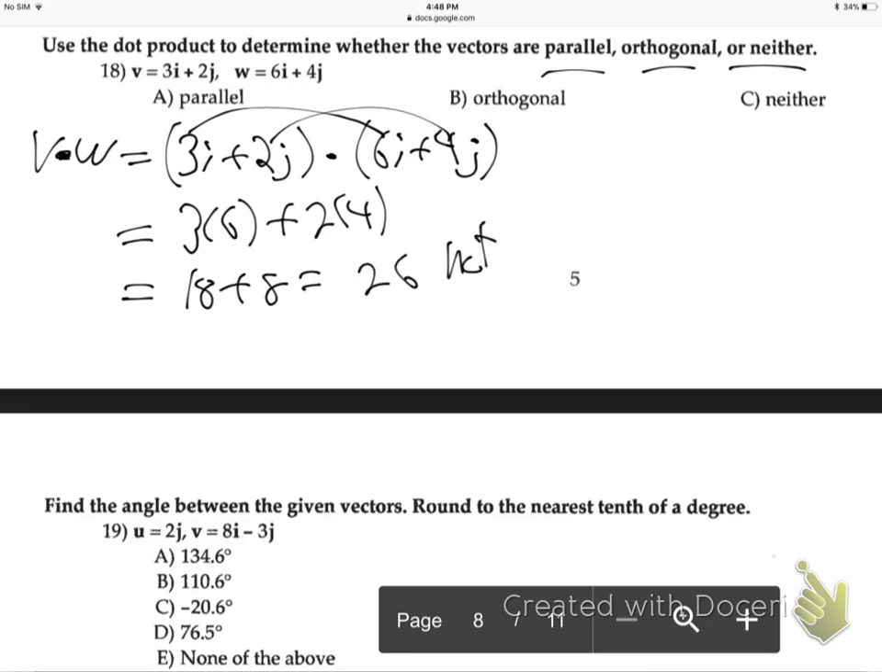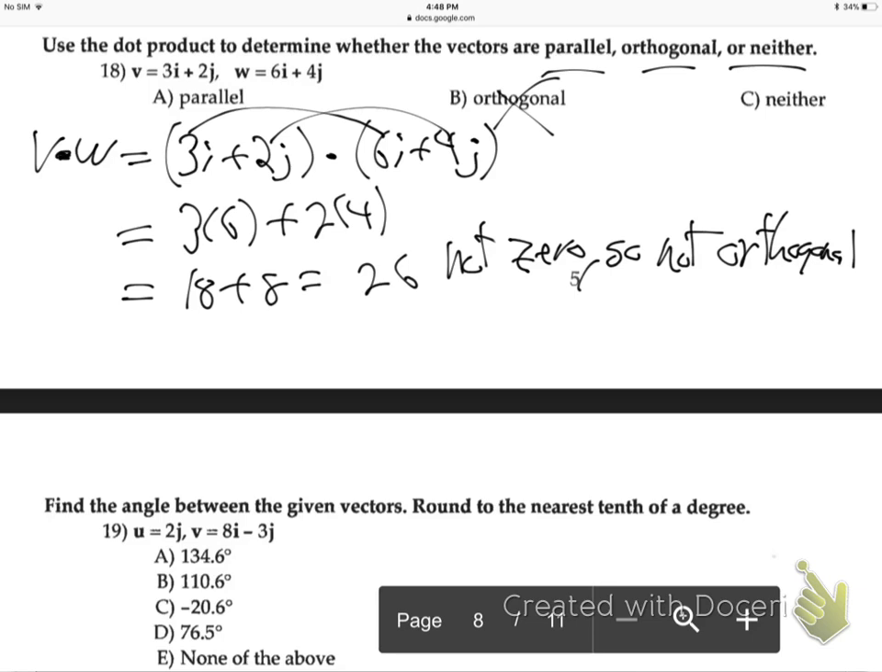So that's not 0, so it's not orthogonal. Remember, they're orthogonal, perpendicular, if that dot product comes out 0. So they're not orthogonal. Now, are they parallel?